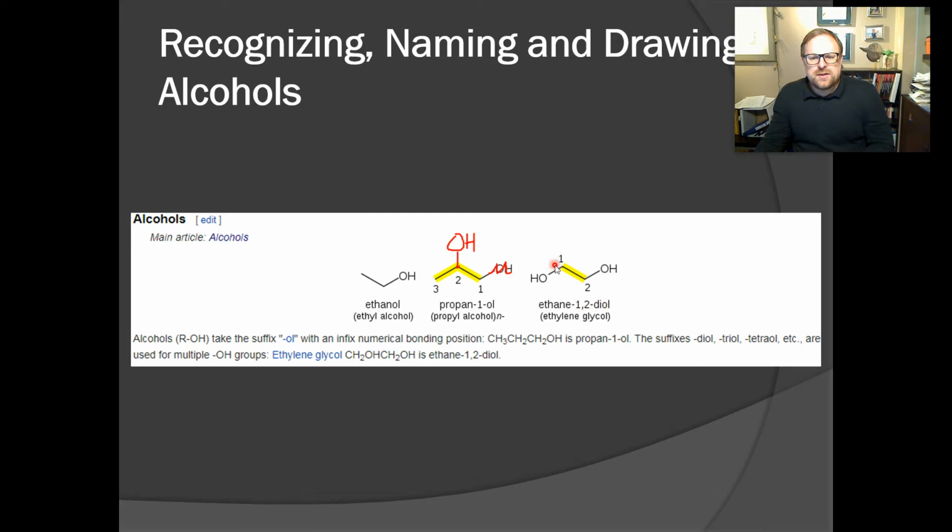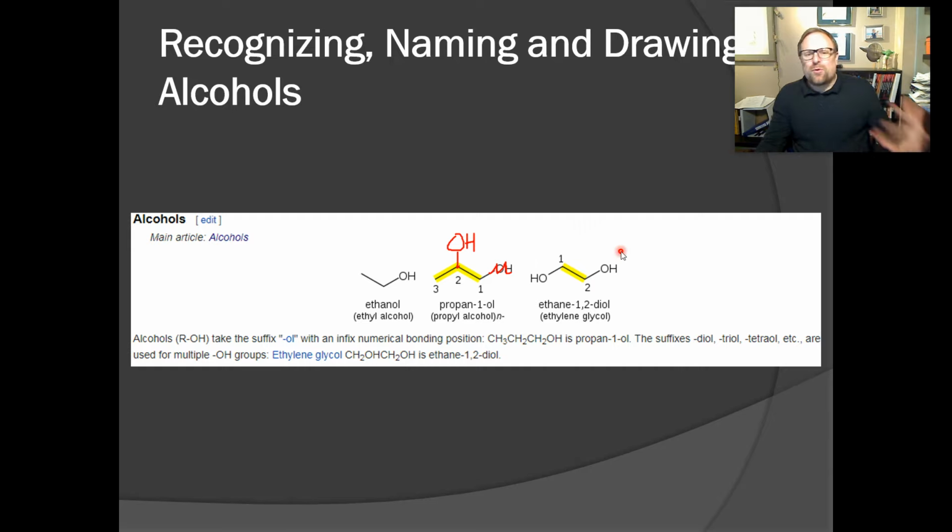1,2 because there is a hydroxyl group on carbon 1 and a hydroxyl group on carbon 2. So it's 1,2, and it's a diol because there are 2, di for 2, hydroxyl groups, and ol because they're hydroxyl groups, okay? So we can do suffixes like diol, triol, tetraol, those kinds of things are used if we have multiple hydroxyl groups in a compound, okay? So this is ethane-1,2-diol.